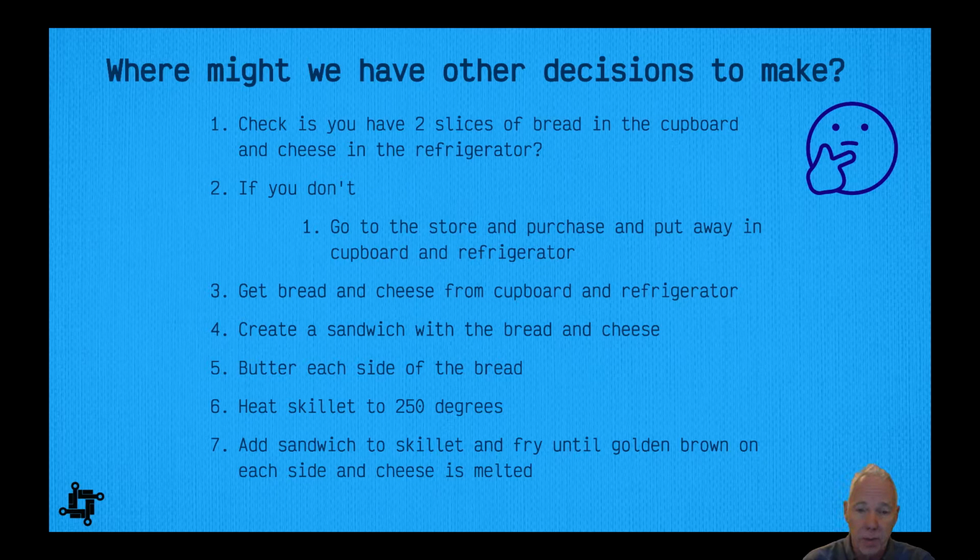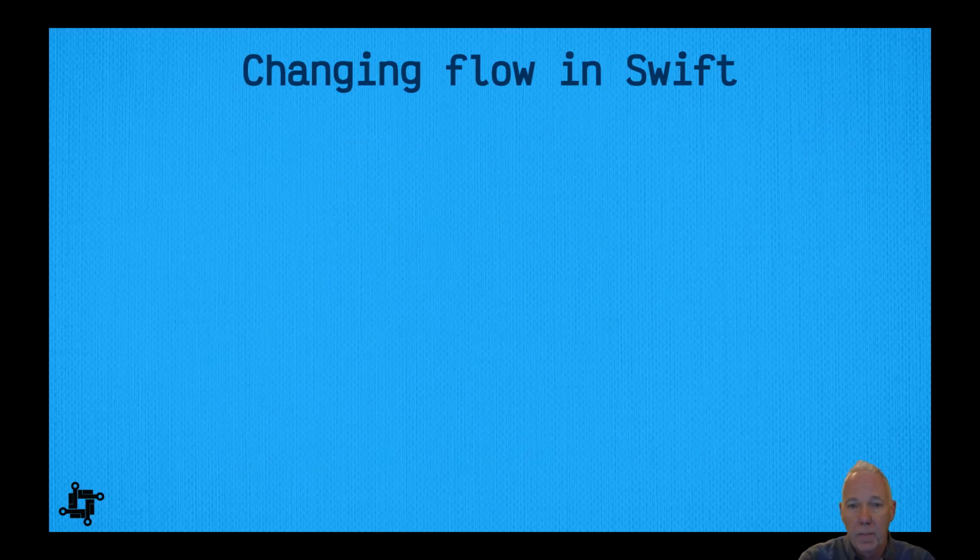Those are one of many different possibilities. Another one is heating the skillet to 250 degrees. Well, is the skillet at 250? So we have to make a decision. If it is at 250, then we can go ahead and fry the sandwich, but if it isn't, then we have to wait. So these are possible places where decisions could be made.